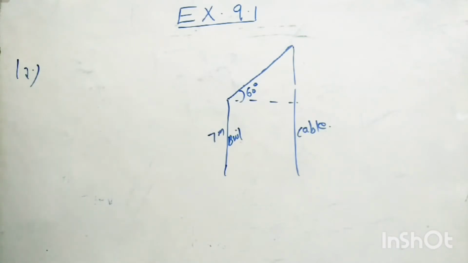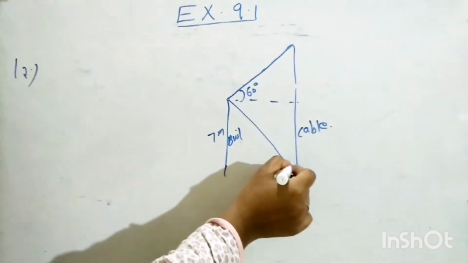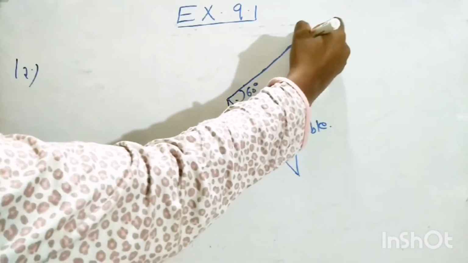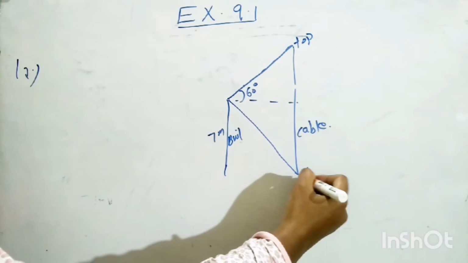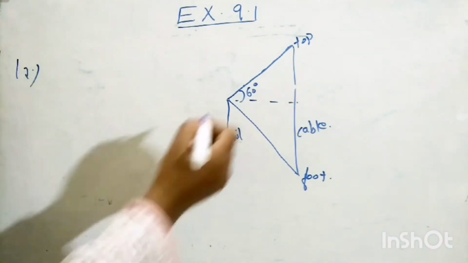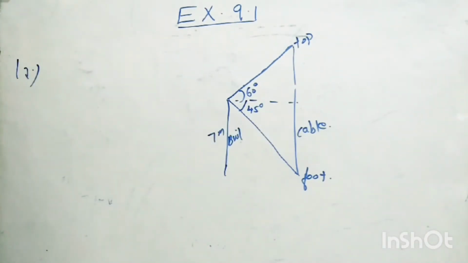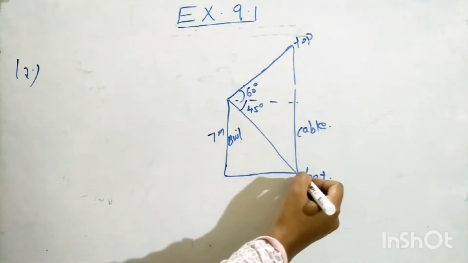And the angle of depression of its foot, that means this value. This is the top of the cable tower and this is the foot of the cable tower. Then this angle of depression, that means this angle is 45 degree.